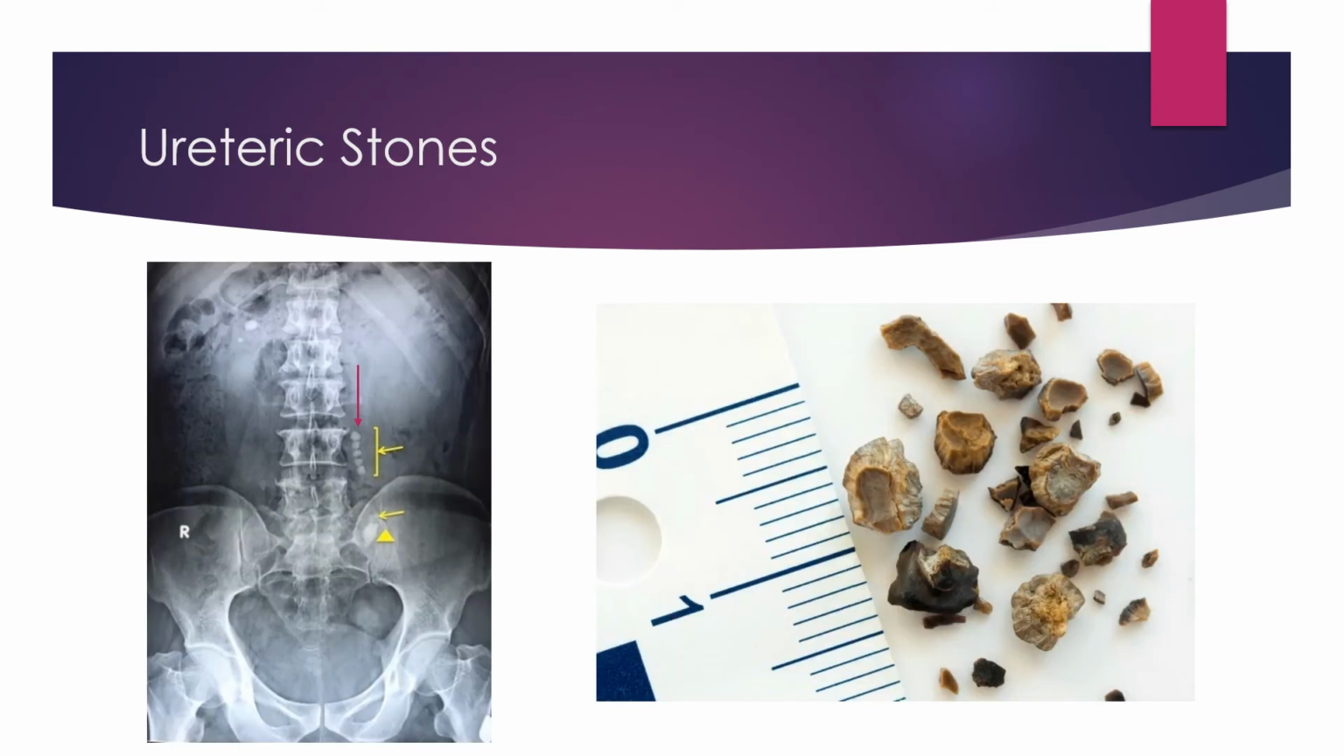I think this image is very interesting. We can see that there are ureteric stones that are in a chain traveling down the ureter from the kidney heading down towards the bladder.